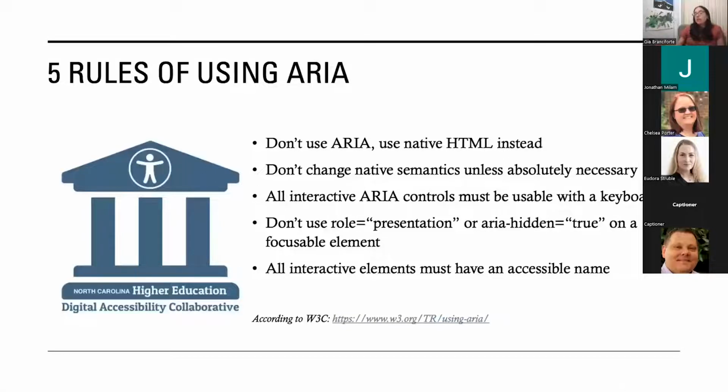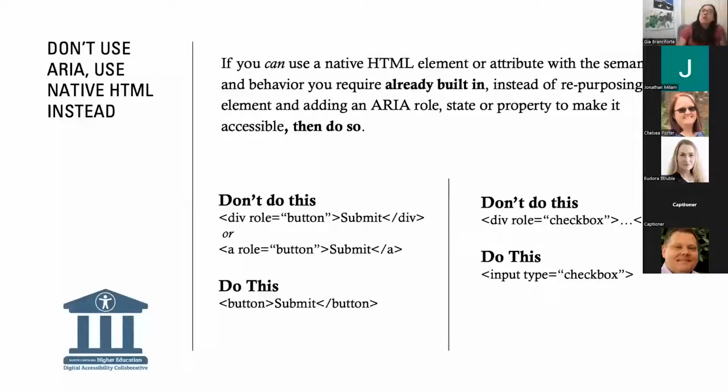And if you're wondering if I have made up these rules, these are W3C's rules. They're kind of pretty universally recognized as the rules for using ARIA. So first one, don't use ARIA, use native HTML instead. So if you can use a native HTML element or attribute with the semantics and behavior you require already built in, instead of repurposing a different element and adding an ARIA role, state, or property to make it accessible, then do so. Essentially, don't recreate the wheel. Don't make it more complicated than it needs to be.